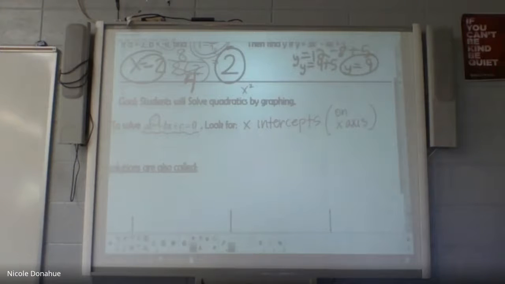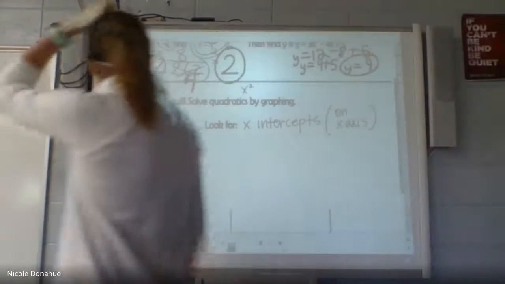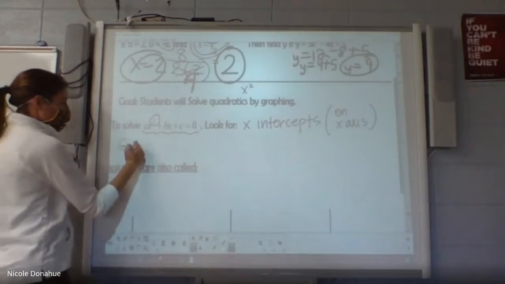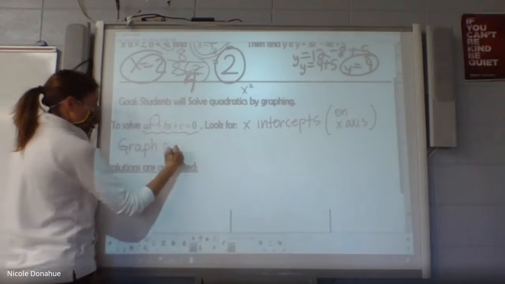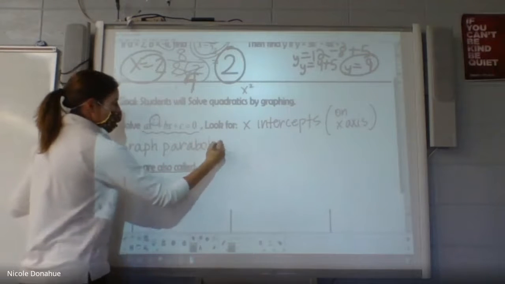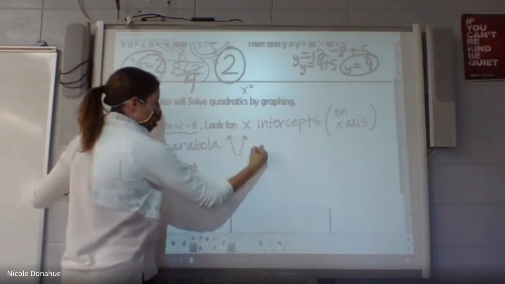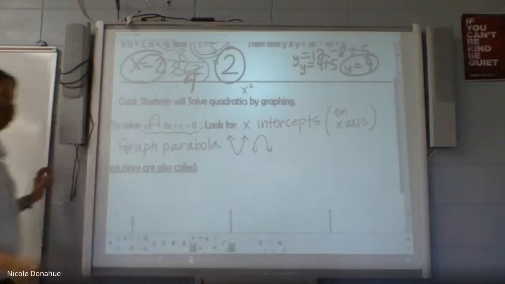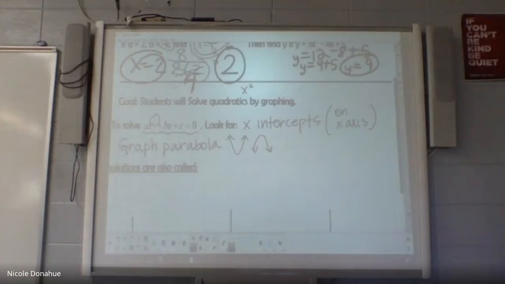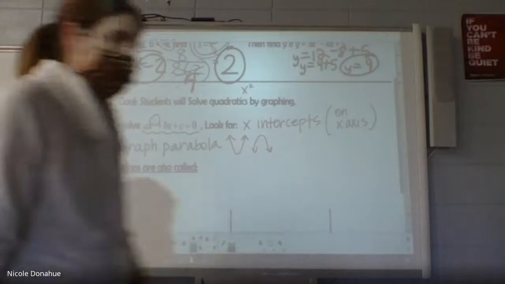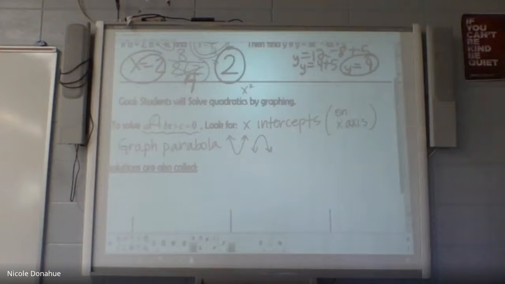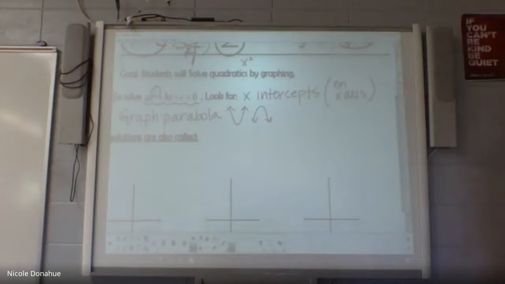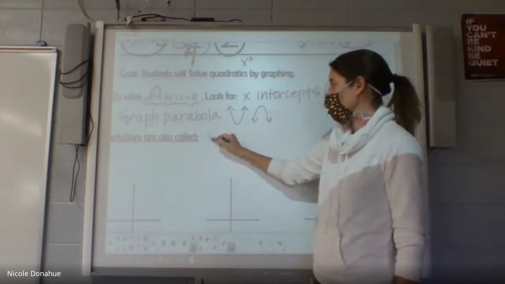And when we graph a quadratic, it's a parabola, which is a U-shaped graph. So it's either going to be an upward facing U, like a smiley face, or a downward facing, or me face. So we're going to be solving them today. Now solutions, we call them x-intercepts or solutions.